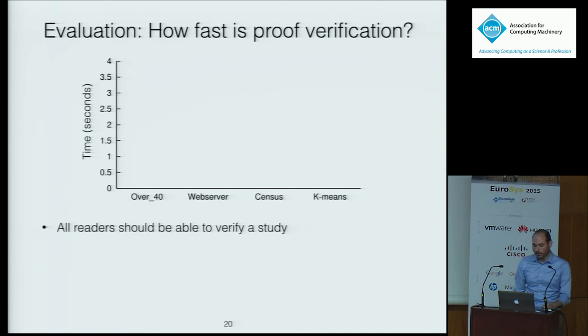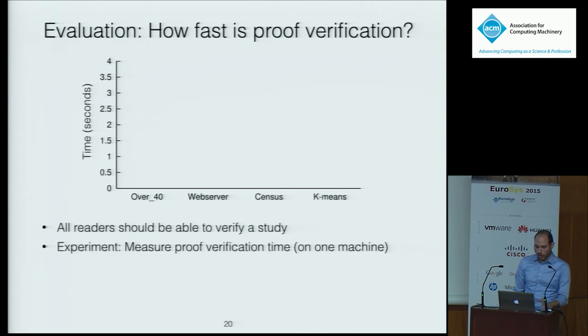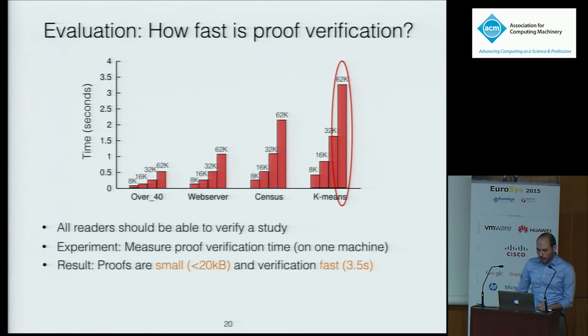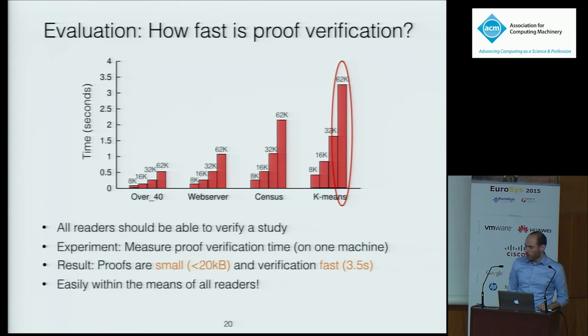Next, we consider how fast proof verification is. It is important that verification is fast because we would like all the readers to have the ability to verify the results. So we measured the time to verify the proof of our queries. And we did that for the same range of datasets as in the previous slide. And here, even the largest proof took just 3.5 seconds to verify on a single machine. And of course, this is easily within the means of all readers, no matter what hardware they have.